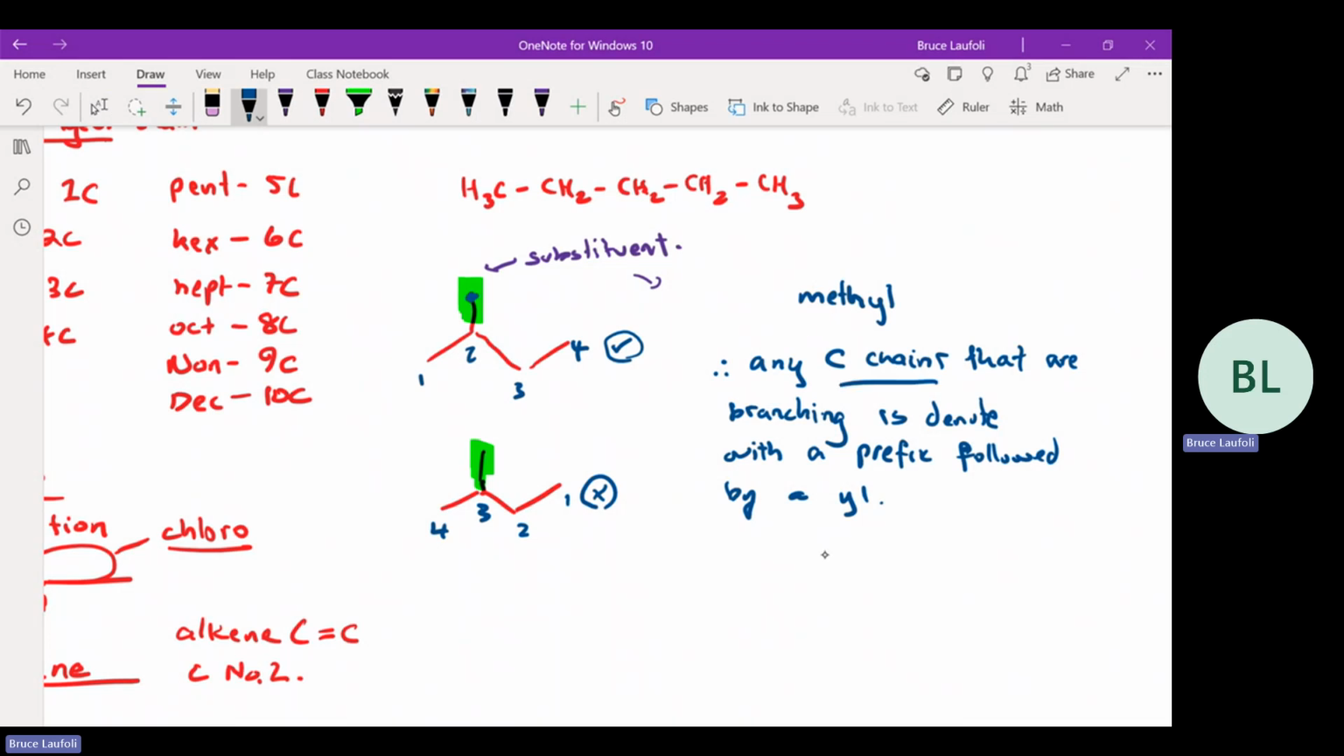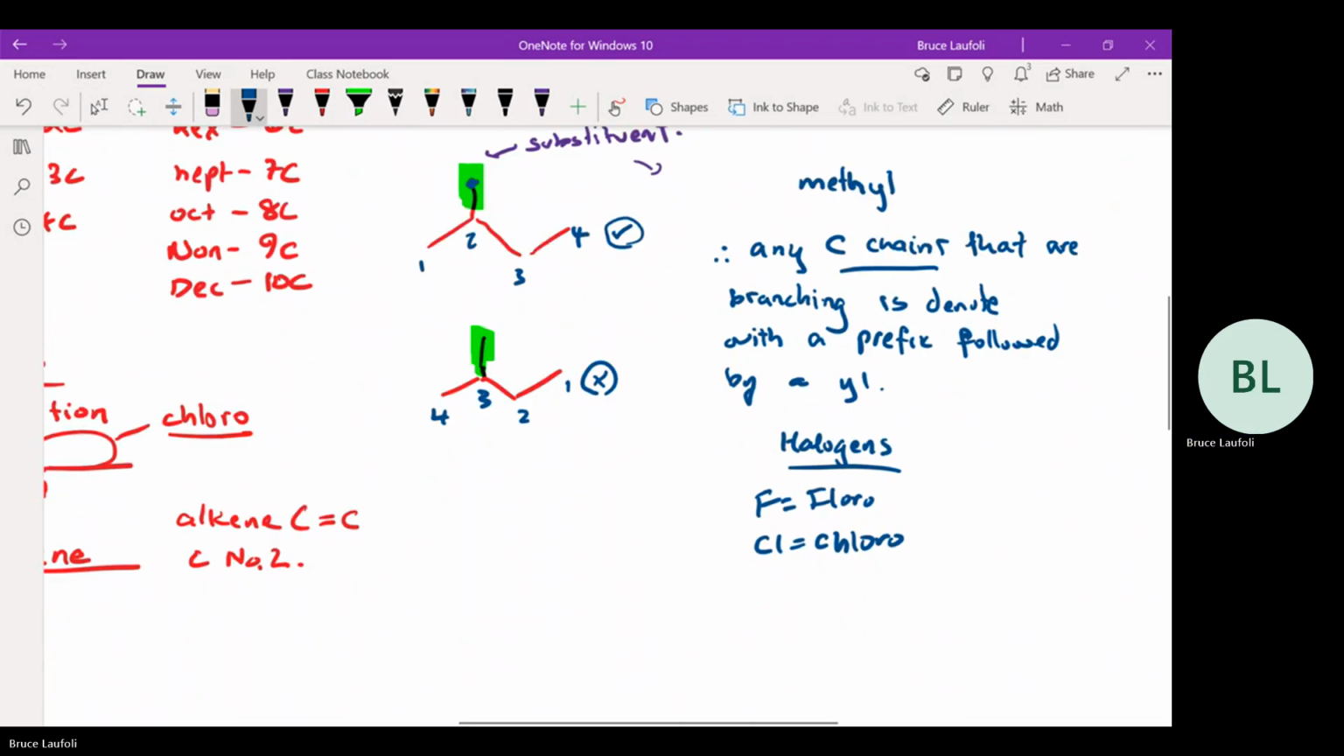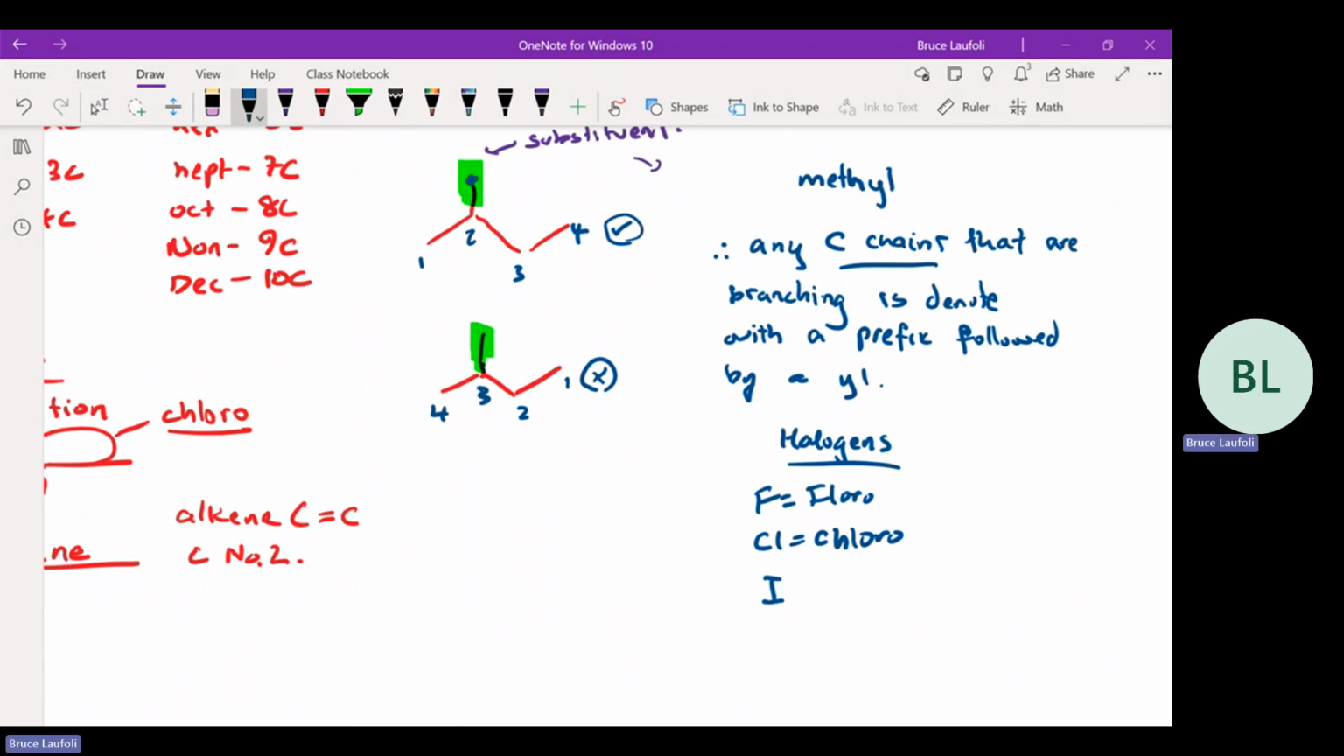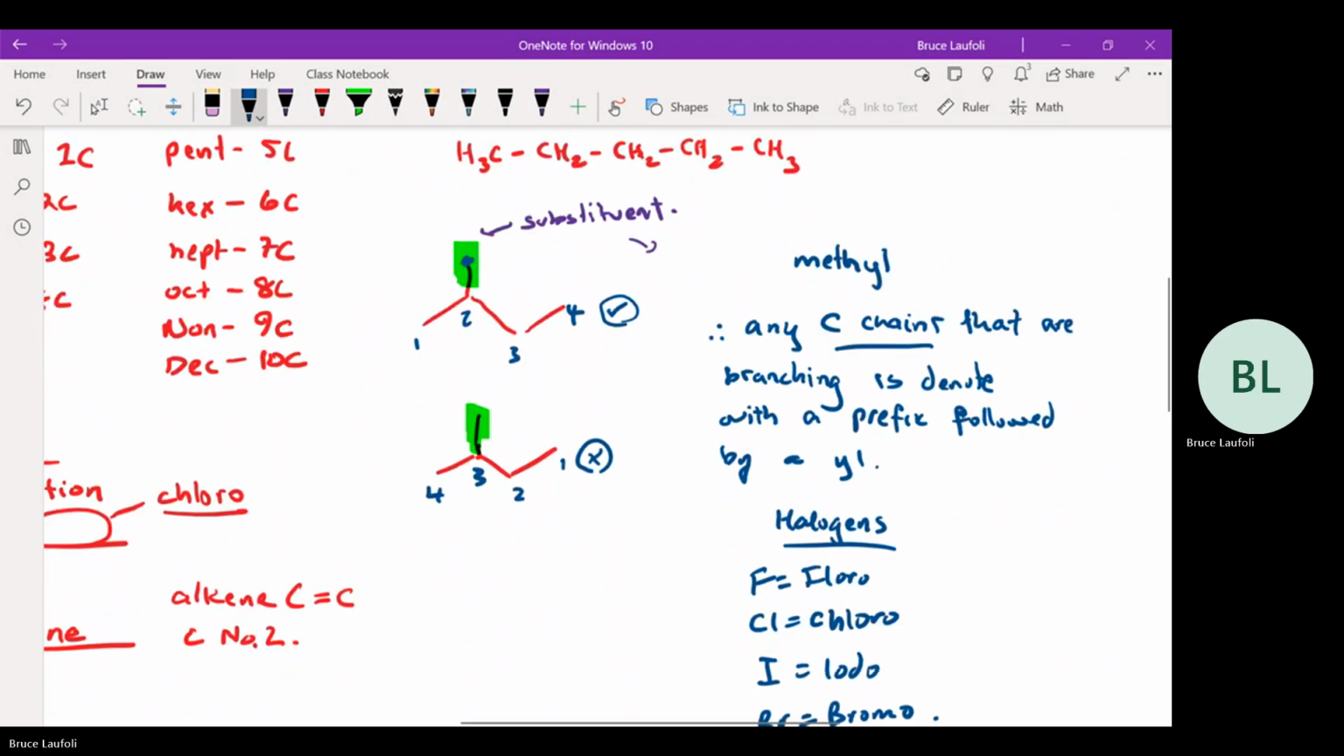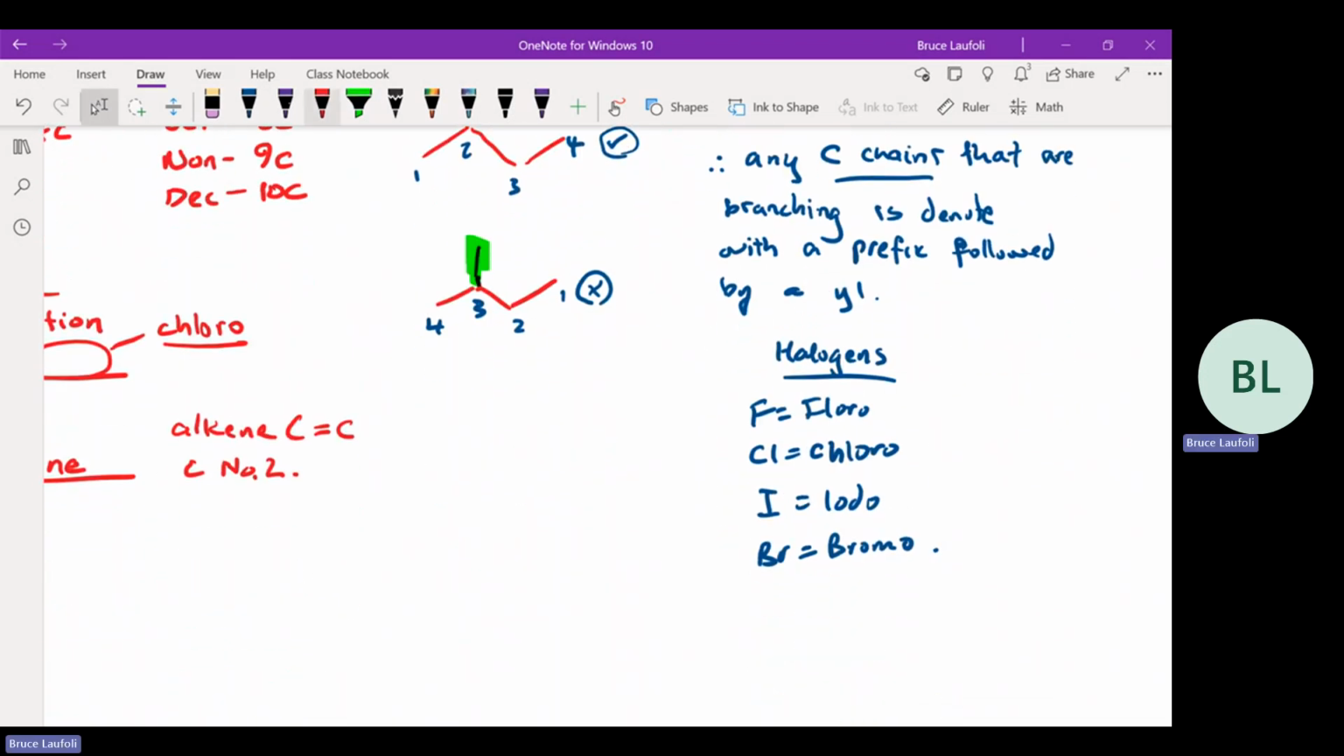And if they are a halogen, so this is for carbon chains. If it's a halogen that's a substituent, we just take it as F means fluoro, Cl equals chloro, I is iodo, Br is bromo. Okay. Let's look at another example.